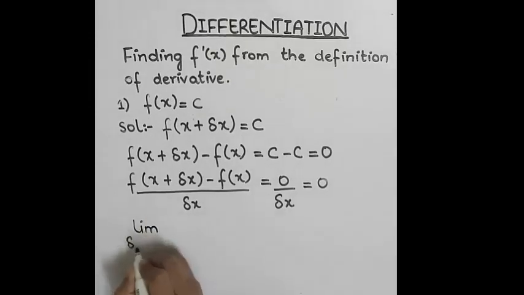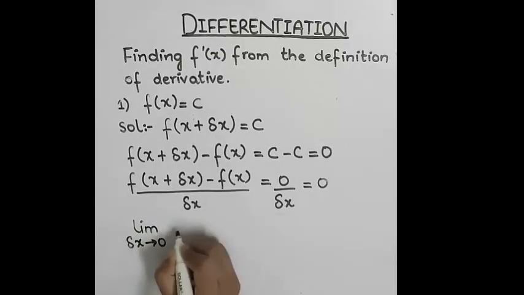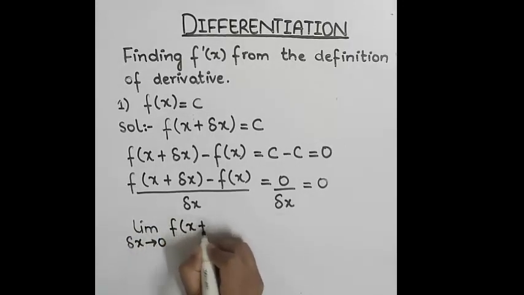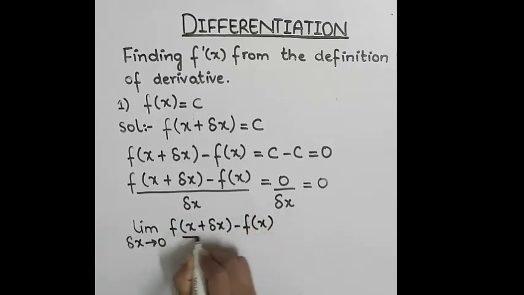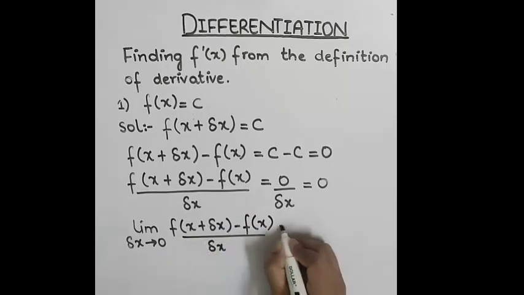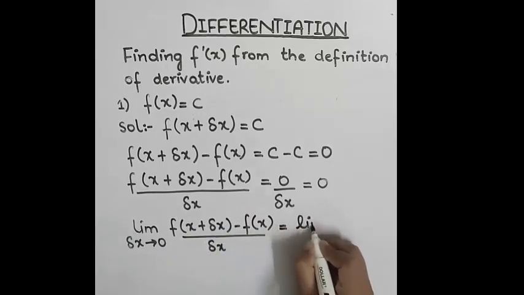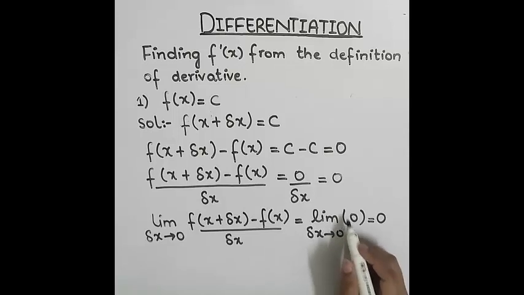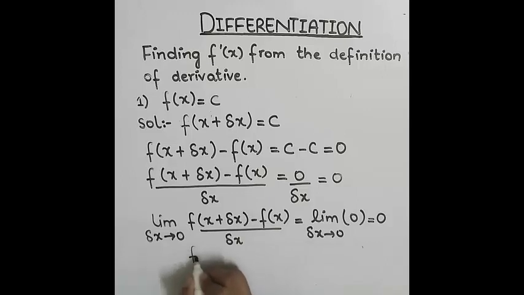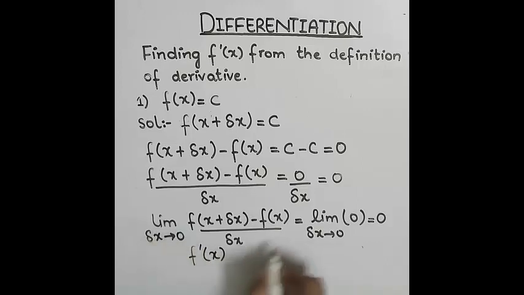Limit as Δx approaches 0 of [f(x + Δx) − f(x)]/Δx, which is equal to the limit as Δx approaches 0 of 0. Since there is no value of x here, the limit will obviously be 0. Now this term can be written as f dash x. So f dash x is equal to 0.